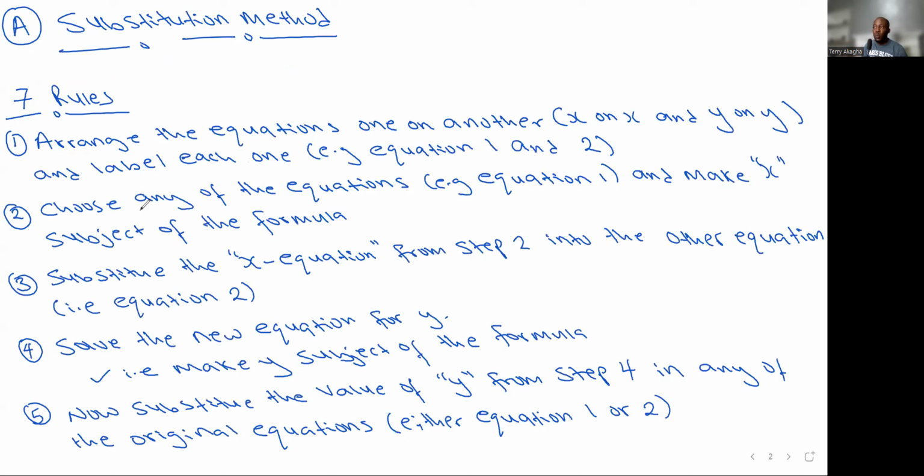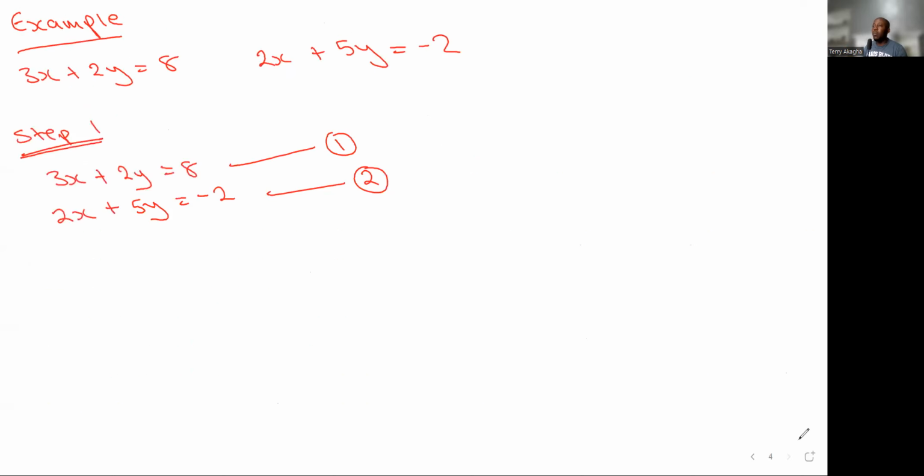It said choose any of the equations, either equation 1 or equation 2. But in this example, I'm going to be using equation 1, then make x subject of the formula. So step 2, what I'm going to do is select equation 1. So equation 1 is 3x plus 2y is equal to 8, and we have to make x subject of the formula.